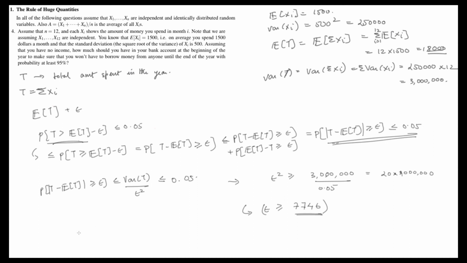So now all we need to do is set our bank balance to be expectation of t plus epsilon, which is 18,000, plus 7,746, which is equal to 25,746. So this is what you want your bank balance to be, so that you'll have under a 5% chance of going bankrupt at the end of the year.